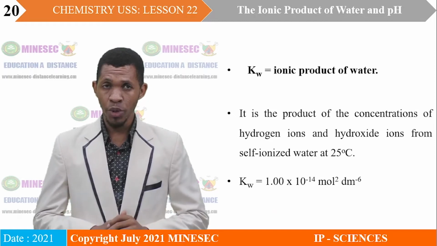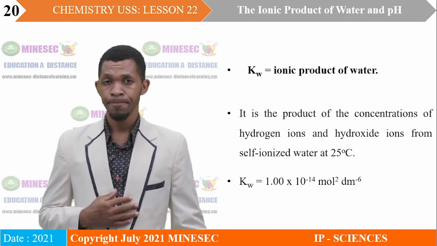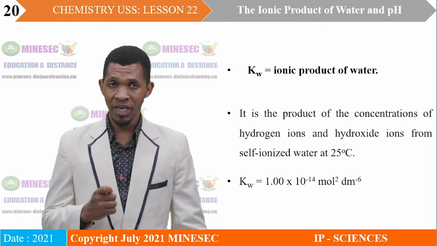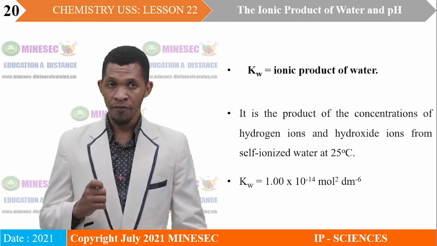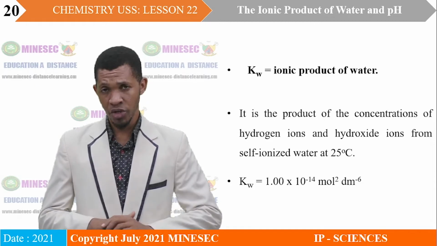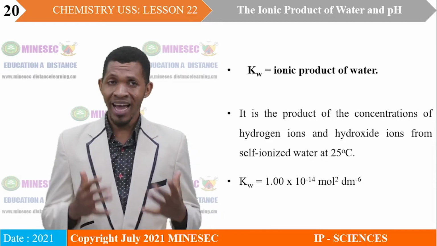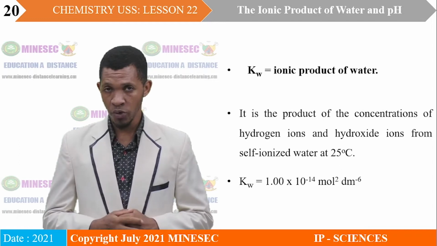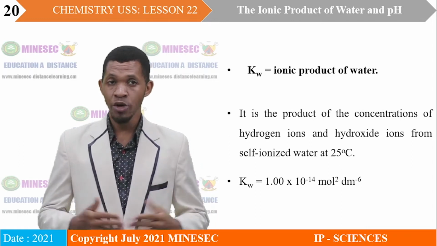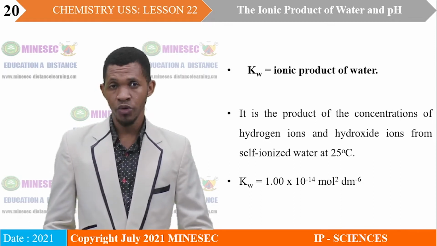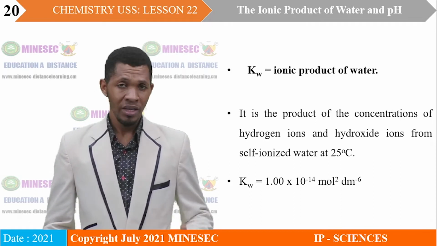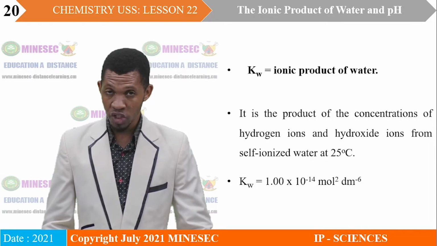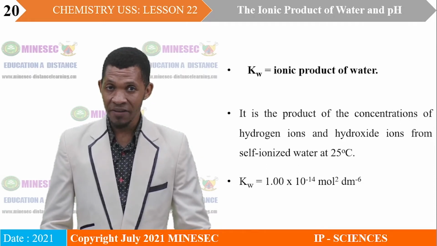Now, the constant Kw is equal to the ionic product of water. The ionic product of water is the product of the concentration of hydrogen ions and hydroxide ions from self-ionized water at 25 degrees Celsius. I repeat, the ionic product of water is the product of the concentrations of hydrogen ions and hydroxide ions from self-ionized water at 25 degrees Celsius. At 25 degrees Celsius, the ionic product of water has a value of 1.00 times 10 to the power negative 14 mol squared dm to the power negative 6.